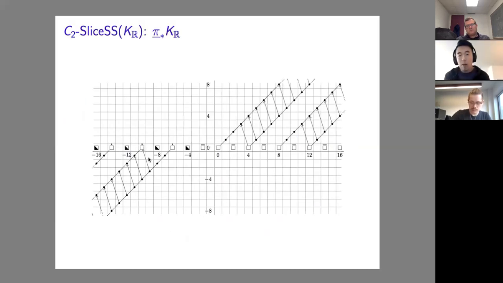Okay, so I want to give you an idea of an example of the computation of the slice spectral sequence for the C2 real K-theory KR. This picture is a picture of the Mackey functor spectral sequence for KR, where originally each piece is just an abelian group, but now each symbol is a Mackey functor.